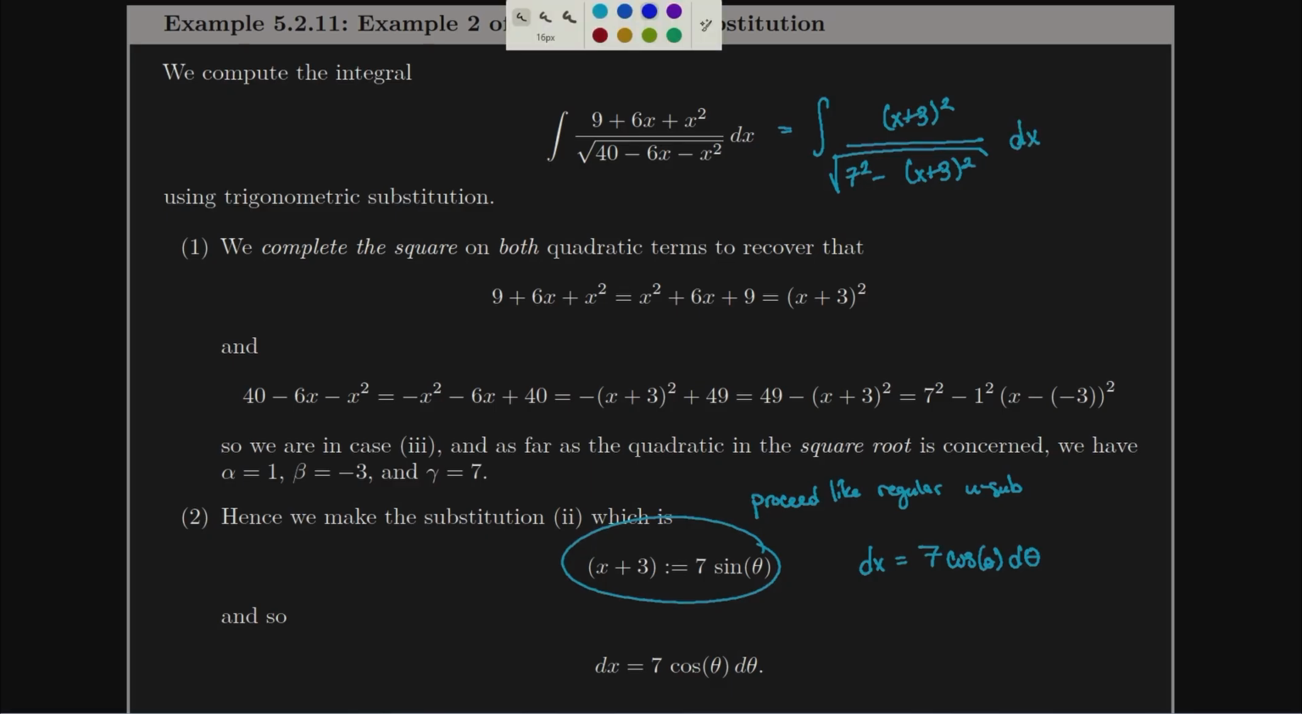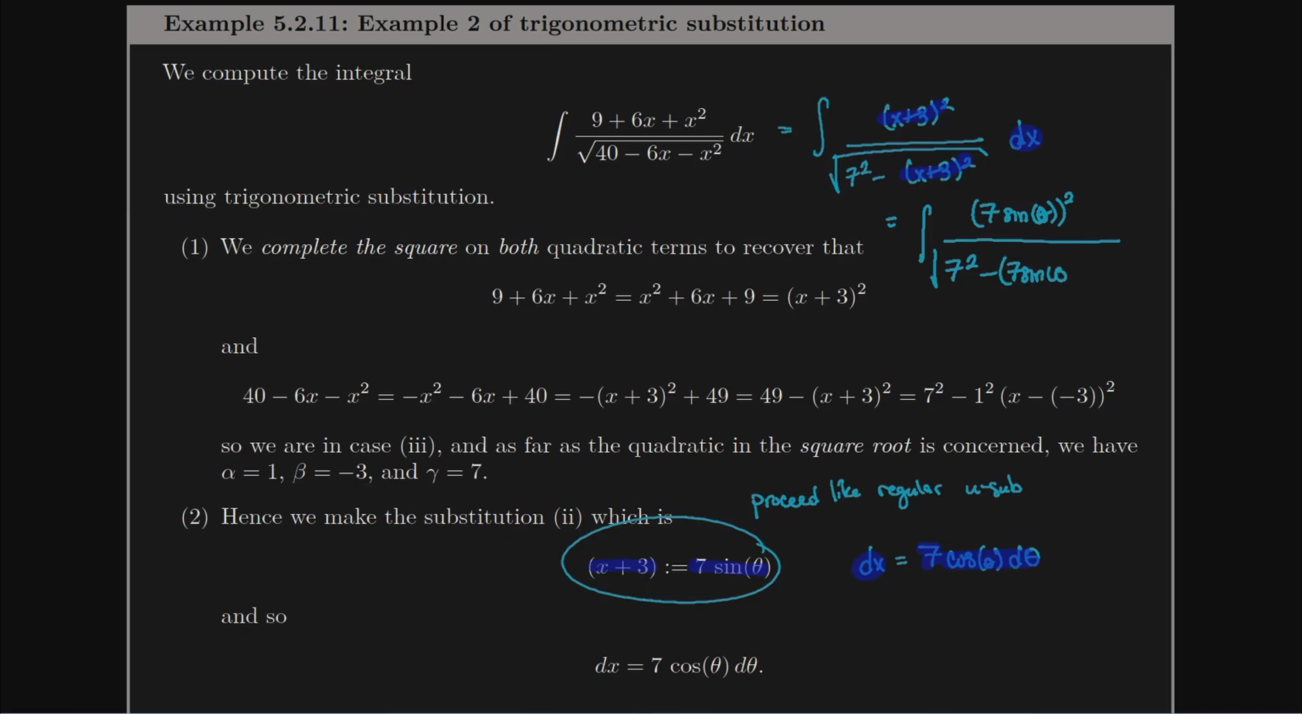I'm going to have to make the substitution that every x plus 3 I see, so there's one there and there's one there, will be replaced with 7 sine theta. And every dx I see, so that's the one there, will be replaced with 7 cosine theta d theta. So what's that going to look like when I make the substitution? Well, I'm getting a 7 sine theta in the numerator, and that gets squared. And then the denominator, I'm also getting a 7 sine theta squared. And then dx is becoming 7 cosine theta d theta.